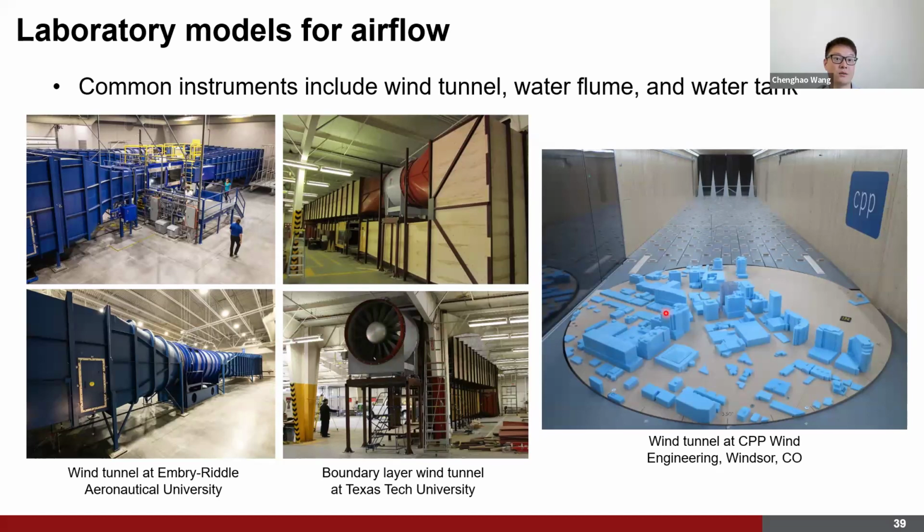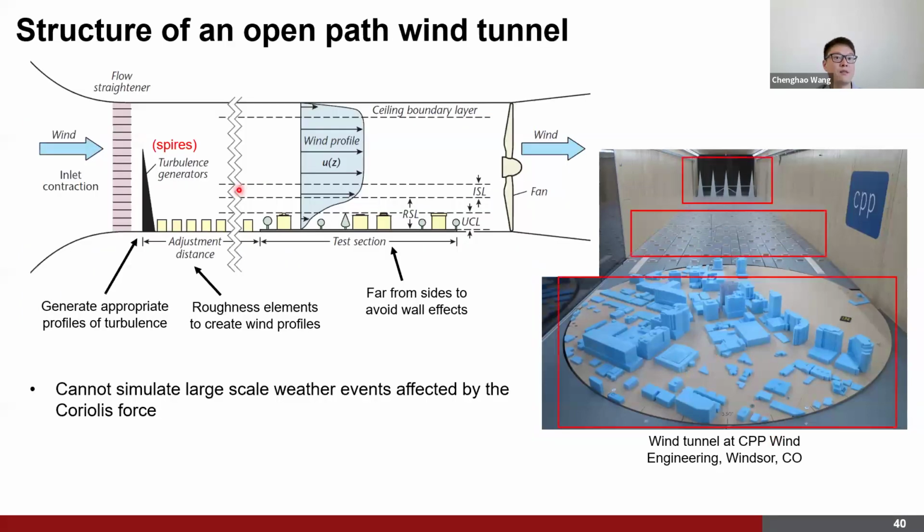And in the test section, researchers will often put a scale model of a building or a part of the urban neighborhood. Because in this case we have wind constantly blowing from this direction toward the test section, we cannot really alter the wind direction. Instead, the researchers can design this turntable to adjust the orientation of the urban neighborhood to mimic the different wind directions.